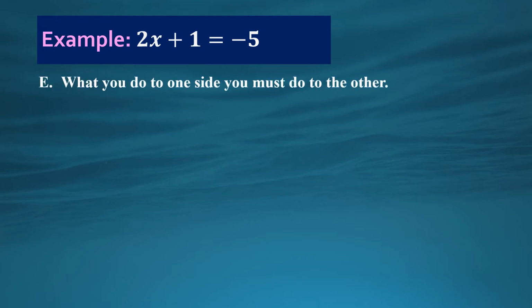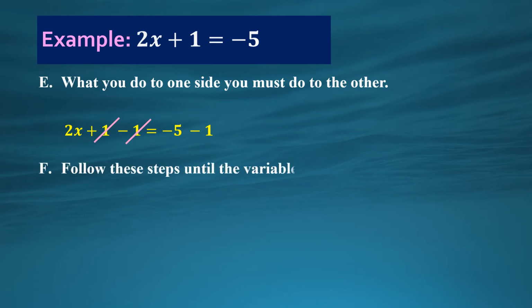Now, what you do to one side, you must do to the other. So 2x plus 1 minus 1 equals negative 5 minus 1. And we will cancel 1 with the negative 1, the number and its additive inverse. Now follow these steps until the variable is alone. So 2x will be equal negative 6.